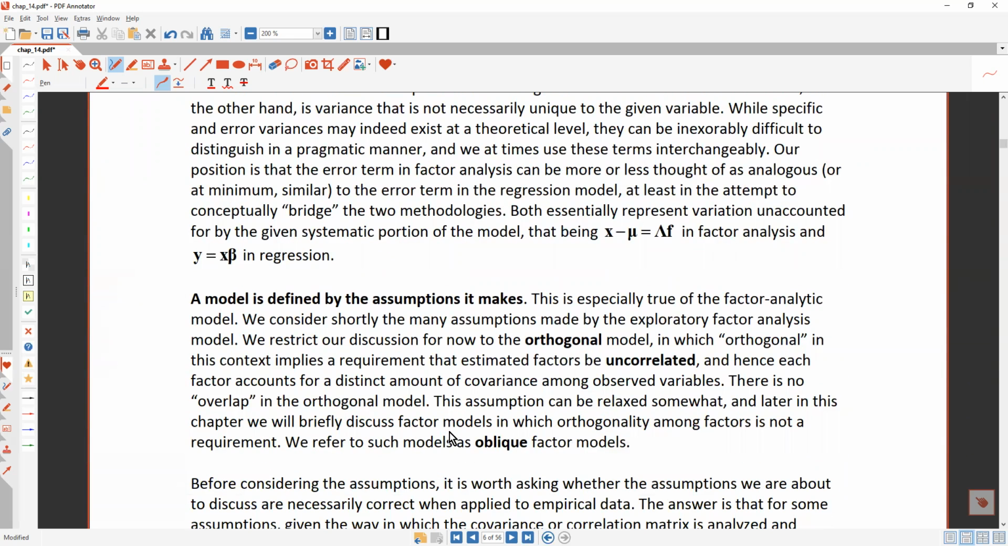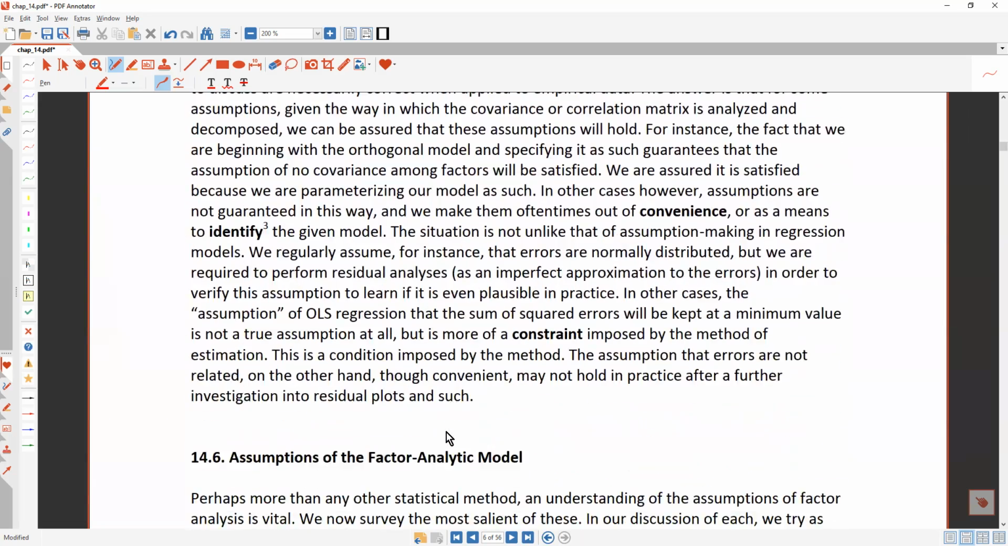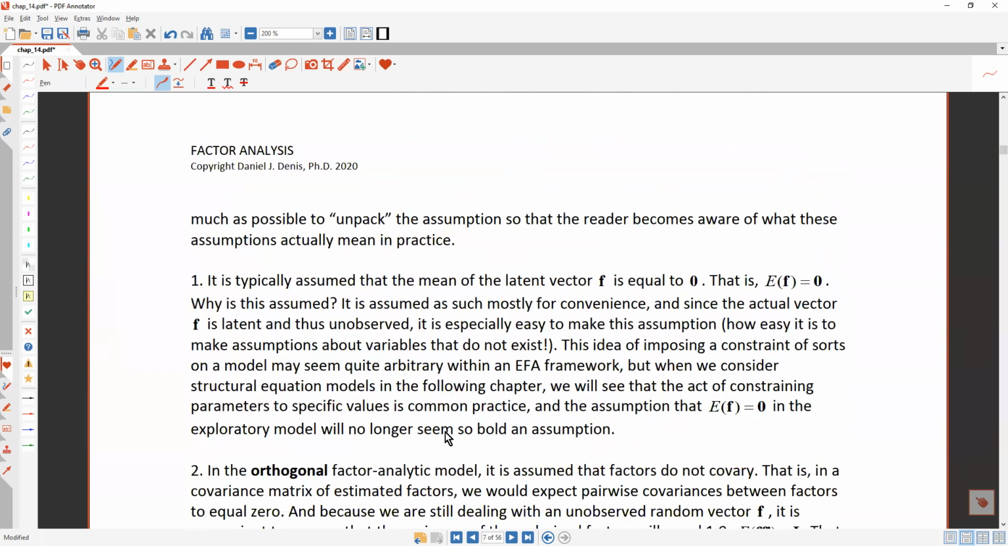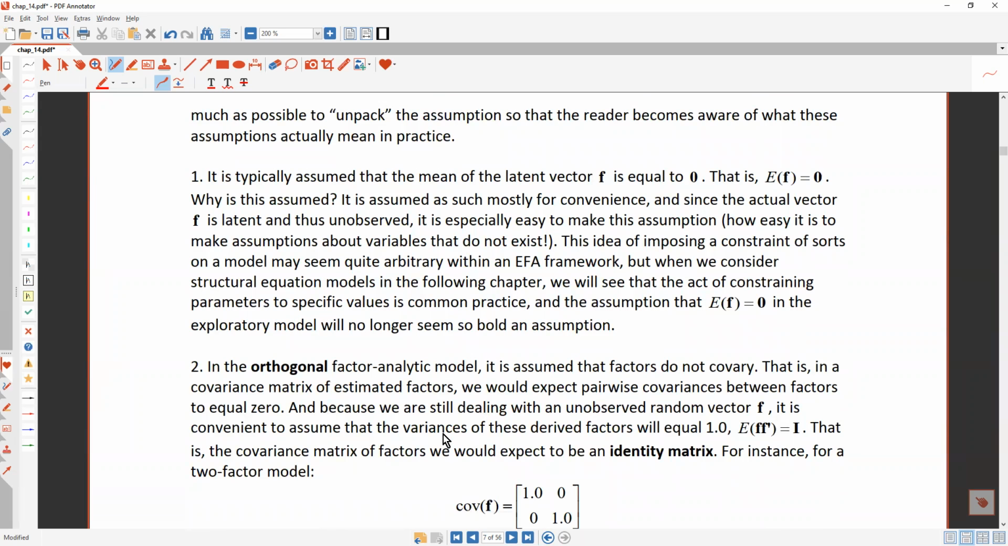There's a whole bunch of assumptions that have to be made for the factor analytic model. We're not going to run through all these assumptions. You can look in Mayer or the Stevens book, and they'll talk a little more about the assumptions. Many of the assumptions are very theoretical, so I'm going to talk about them briefly, just for a second.